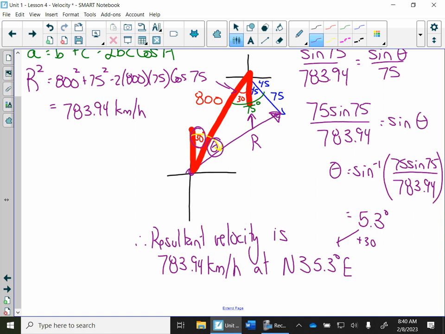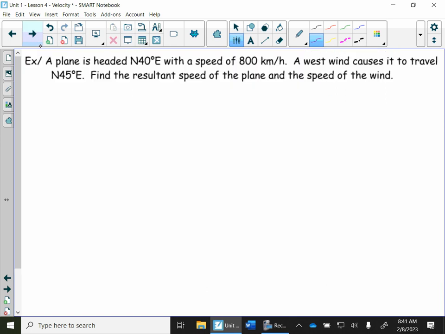Okay, we'll try another one. A plane is headed north 40 east. They don't always go northeast, just don't fall for that trick. Just made it like that so far. Okay, north 30 east with a speed of 800 kilometers an hour. A west wind, that means a wind from the west. So from the west means it's blowing towards the east. Causes it to travel north 45 east.